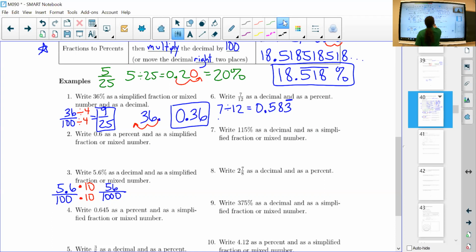And we can also take it as a percent. Scoot the decimal point over 2 places to make a percent. And we get 58.3%.